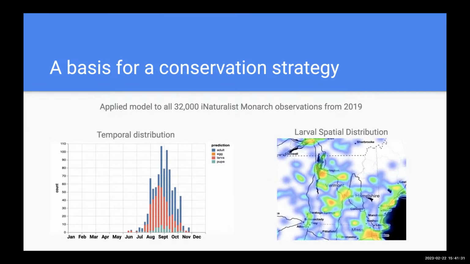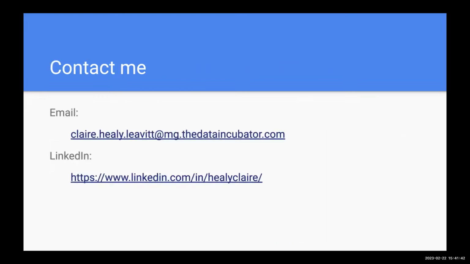The hope is that, with this approach, we can develop a data-informed conservation strategy that will help keep the monarch butterfly around for a long time to come. Thank you for your attention, and I'm happy to answer any questions you may have.